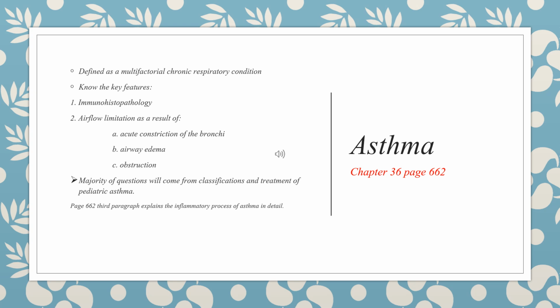This causes edema to occur, and then mast cells are activated, and then this leads to inflammatory infiltration of eosinophils, lymphocytes, and neutrophils. These cells fill the airway and then infiltrate the epithelium, which leads to airway lumen damage. Next, airflow limitation is caused by acute constriction of the bronchi, airway edema, and then obstruction, which is a mucus plug.